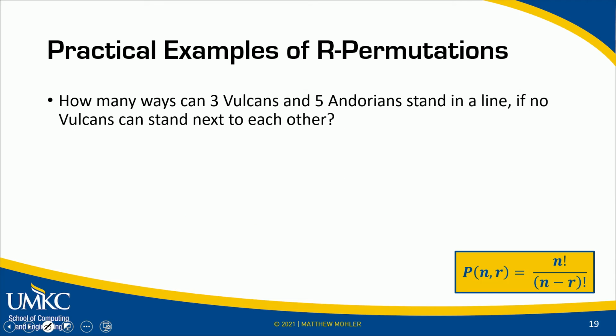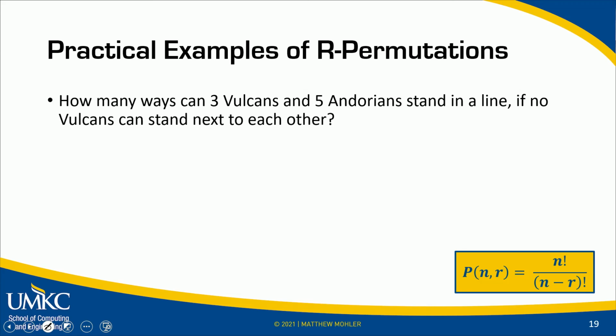Now for our next practical example, we're going to have a little bit of fun. We're going to use some Star Trek references. And the question we're trying to answer is, how many ways can 3 Vulcans and 5 Andorians stand in a line if no Vulcans can stand next to each other? So this is easiest to think about in 2 phases.